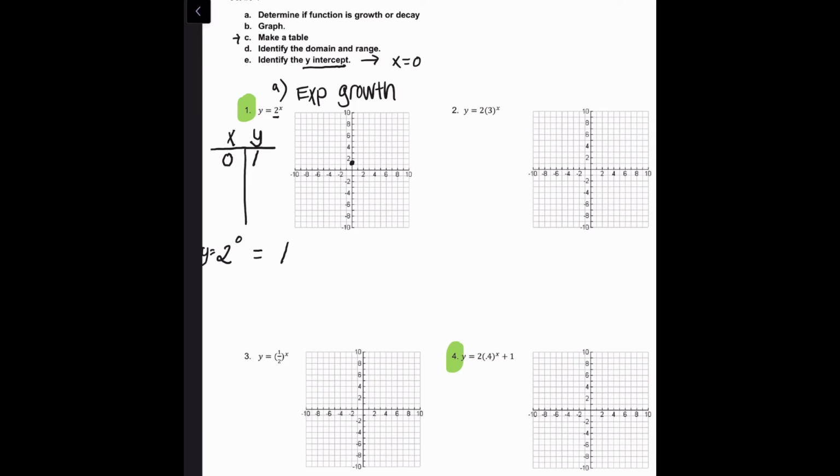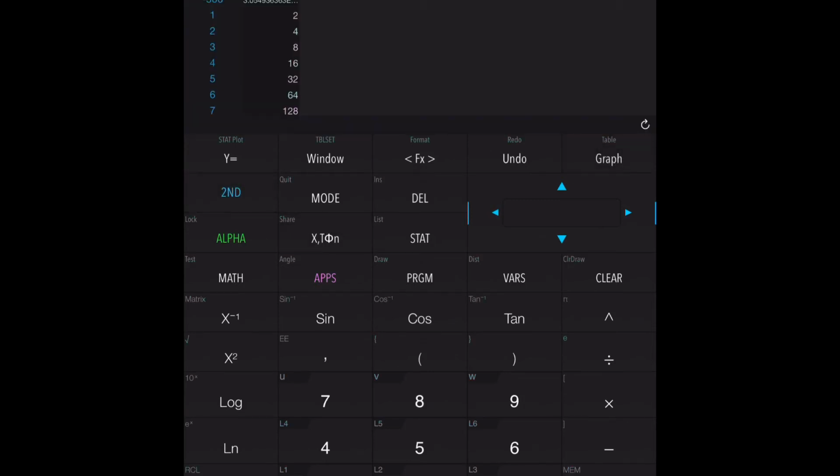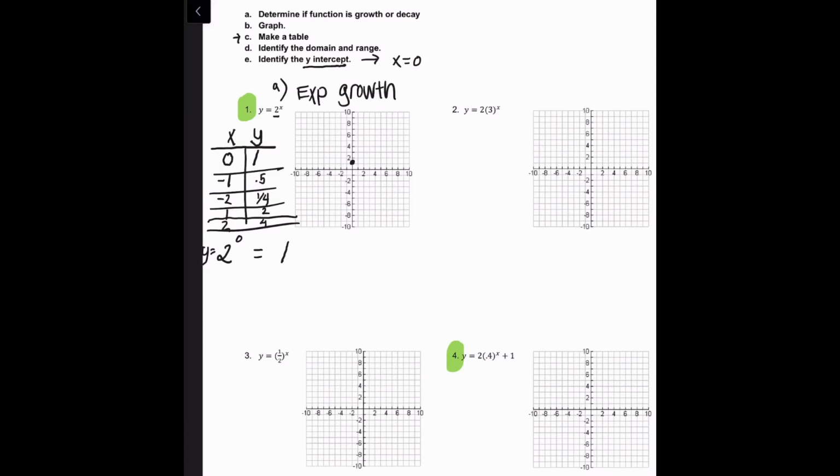Now I'm going to show you how to get the rest of the points. You can still do it by hand. You're going to go to y equals, type in your function. So in this case, it's 2 to the power of x. And I will show you how to do this on Desmos as well. Hit second graph to see the table. And now you have all the values you need. So get, again, a couple negatives, a couple positives. Again, by hand, if you did this, 2 to the power of 1 is 2.